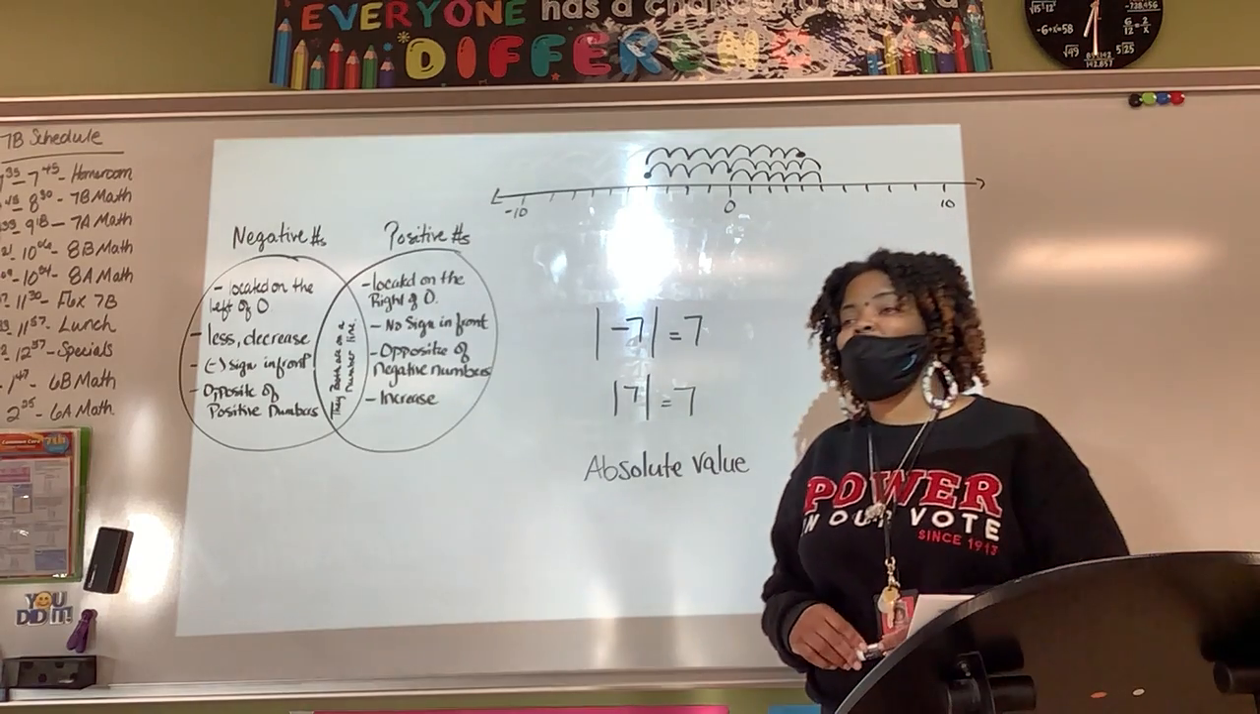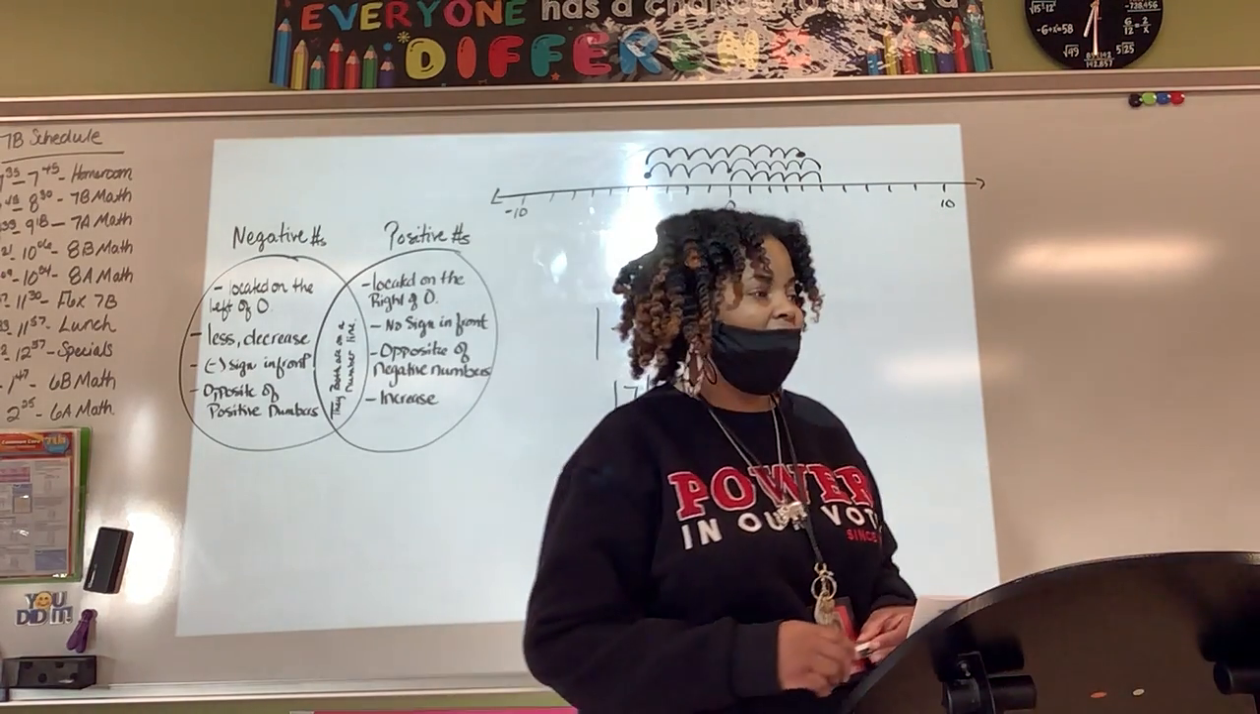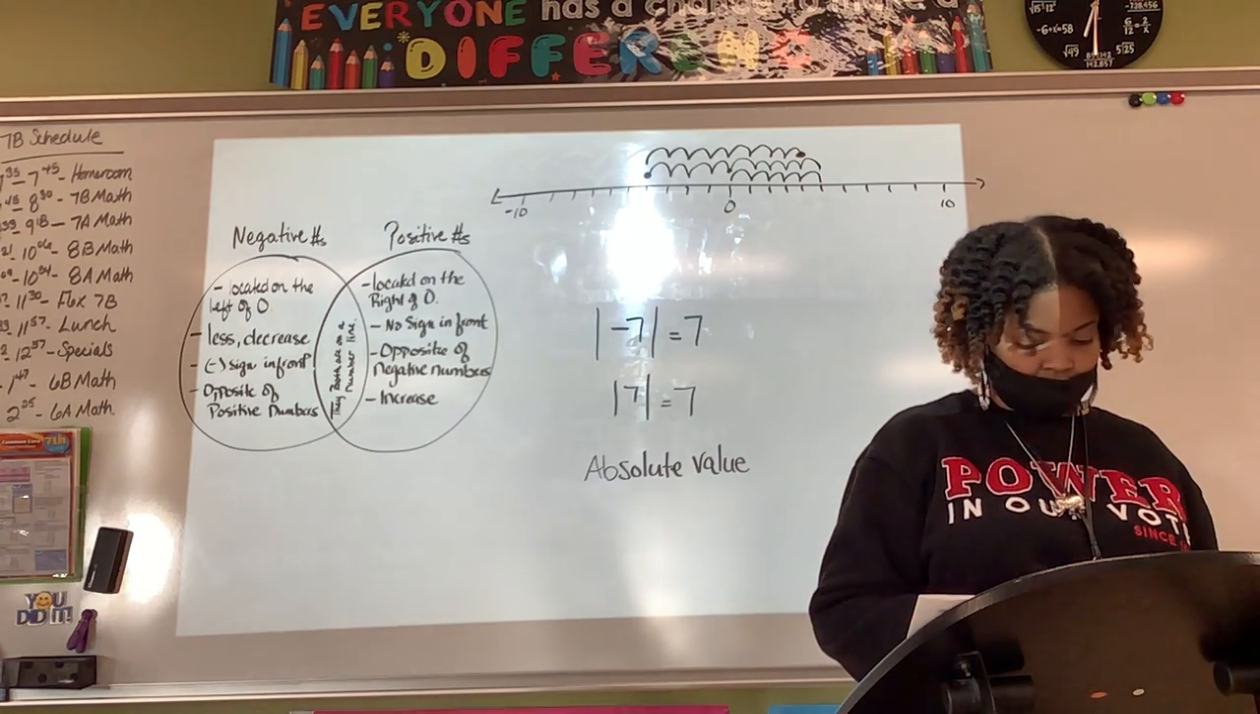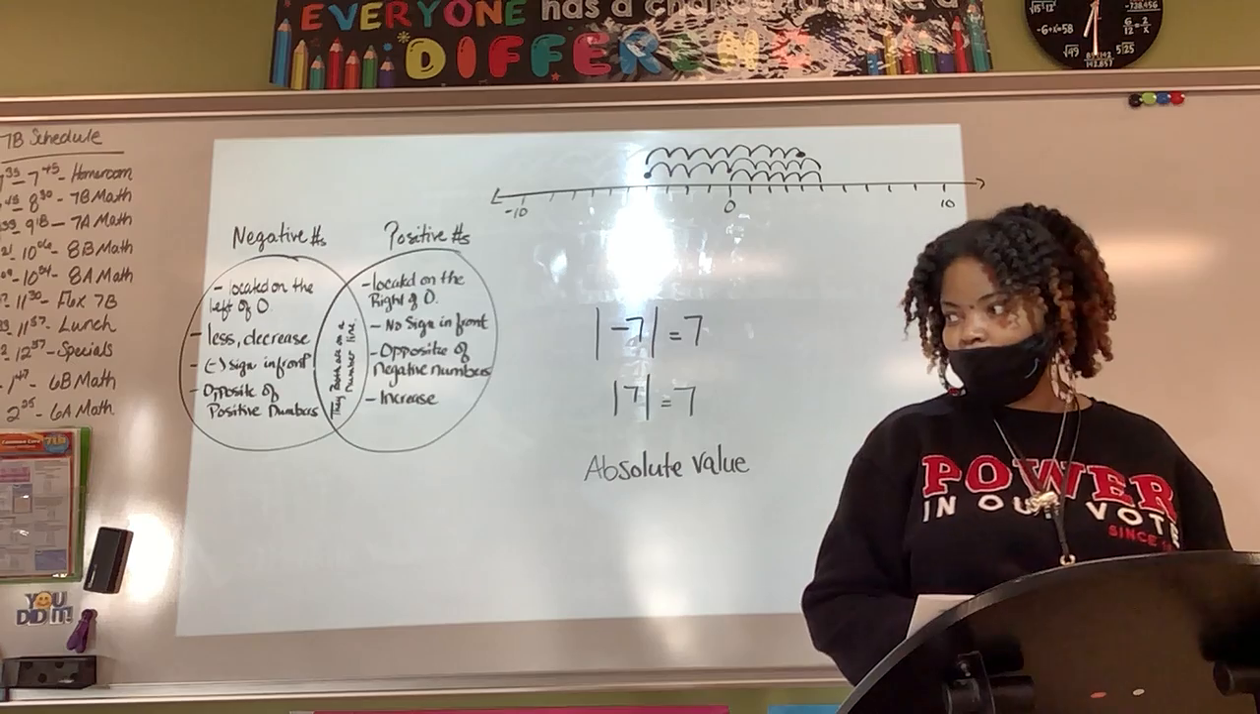B says, what is the opposite of 7? -7. Write it. -7. Correct. Real nice.